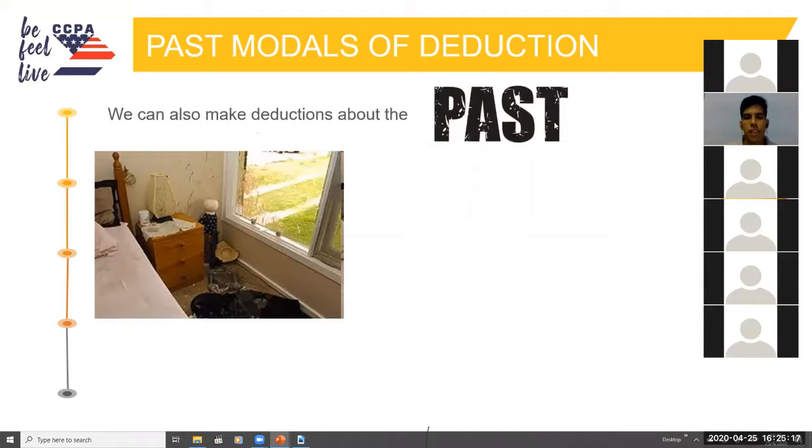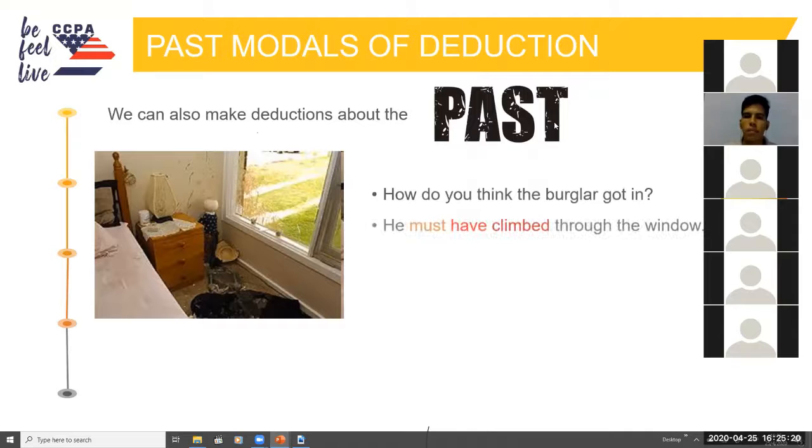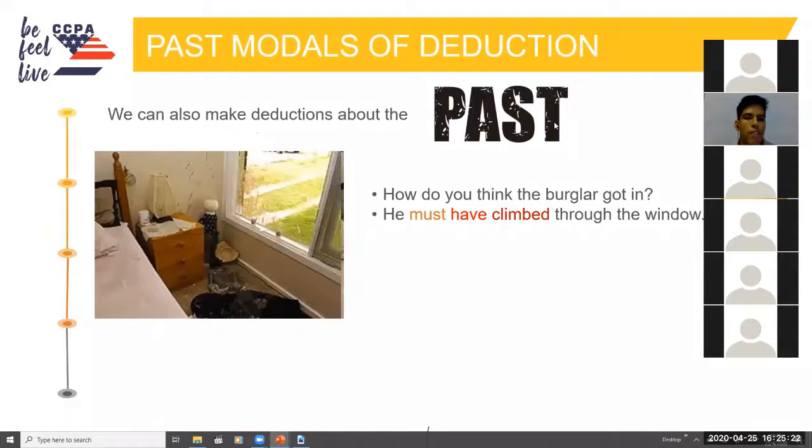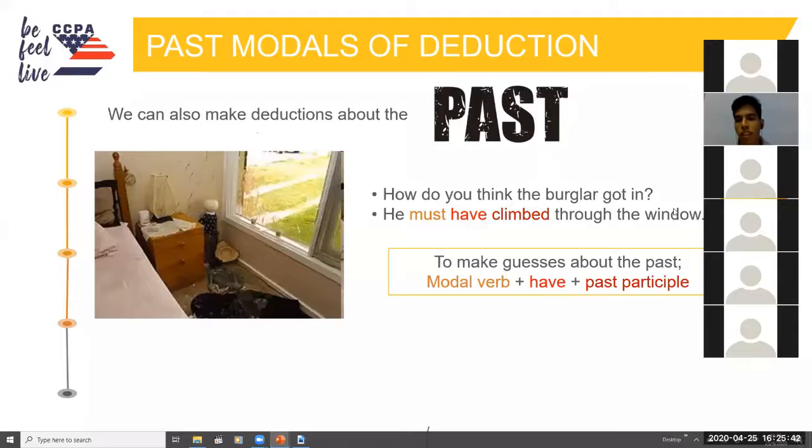We can also make deductions about the past. Look at the picture. Here we have an incident. So somebody broke into this house, right? So it says, how do you think the burglar got into the house? He must have climbed through the window, is a chance, right? So to make guesses about the past, we use this structure. This is a mini formula: modal verb plus have plus past participle.